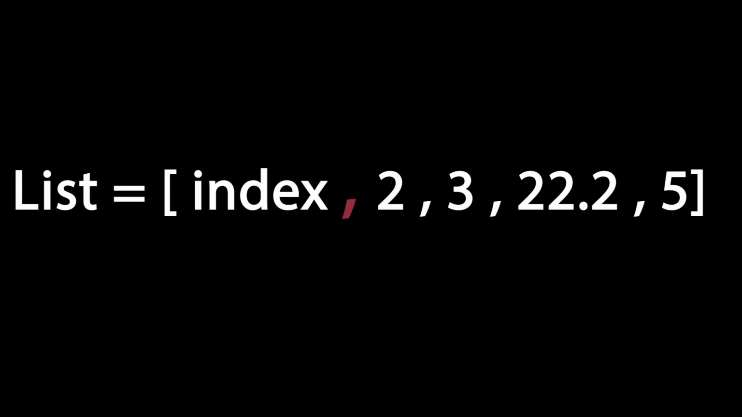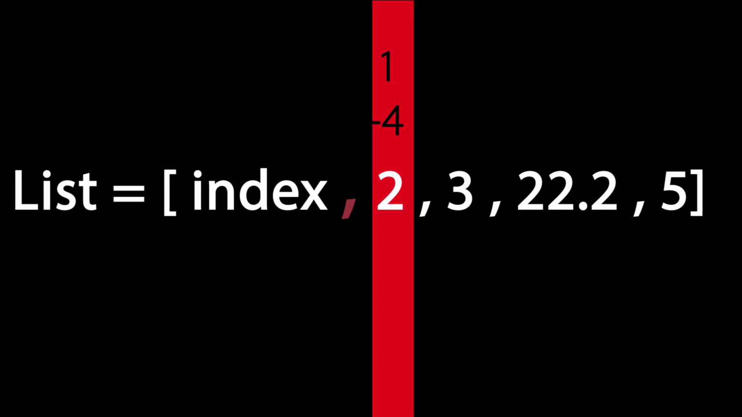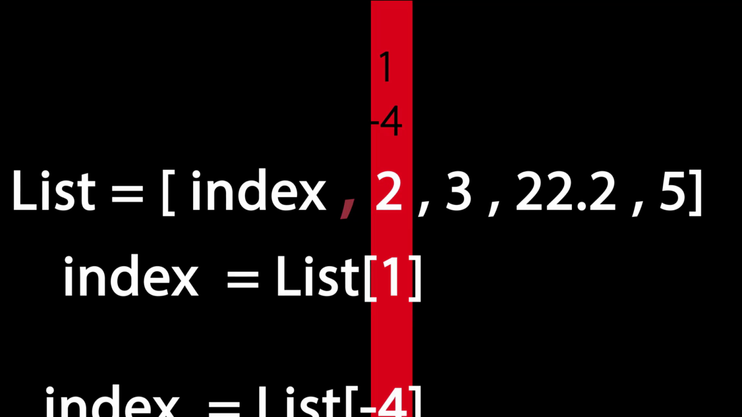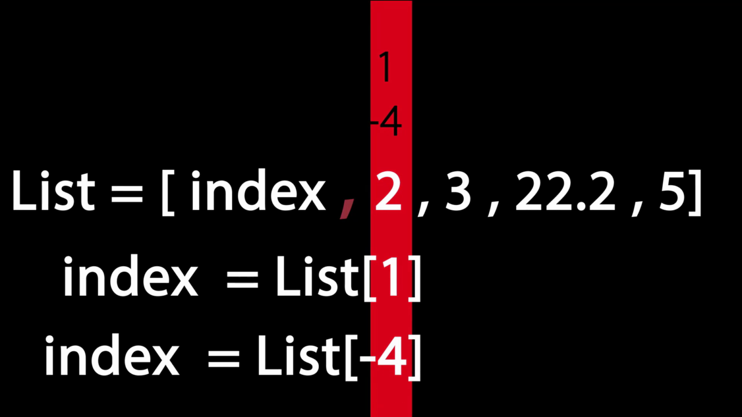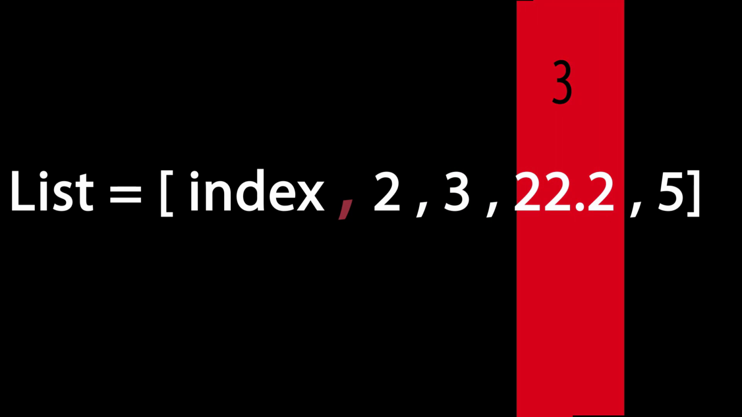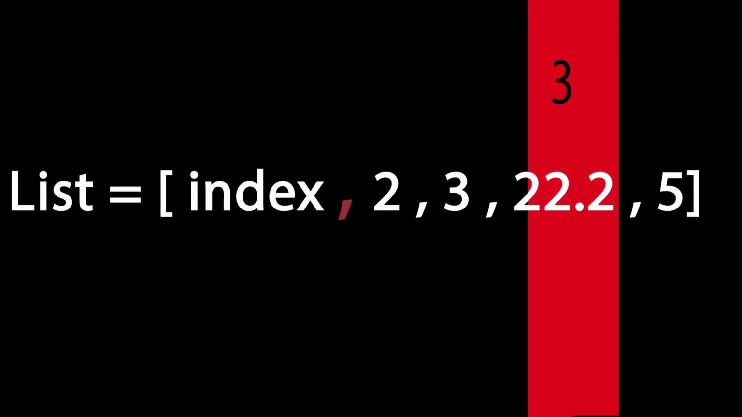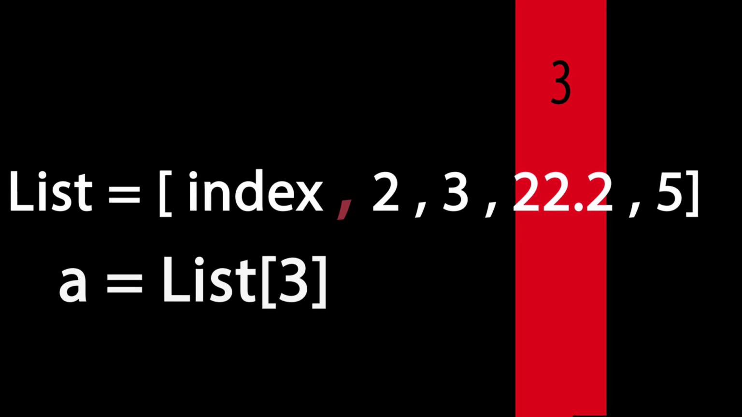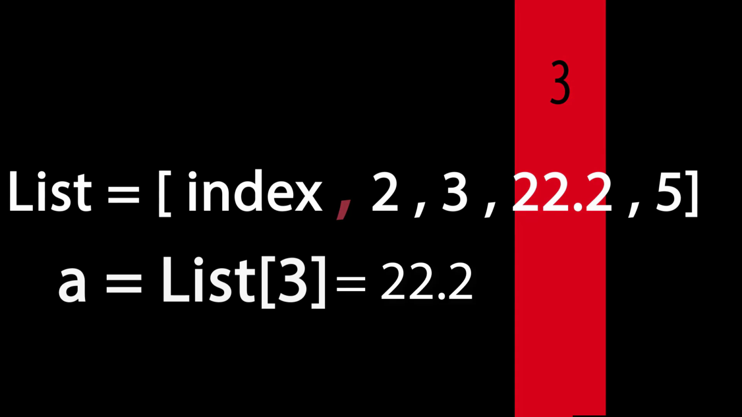For example, to access and export the second index of this list from the start, you should type list[1]. The reverse form of it would be list[-4]. Also, you can export a specific index from a list to another variable. For example, if we copy the third index, which is equal to 22.2, to another variable like a is equal to list[3], our variable becomes a float and it's equal to 22.2.